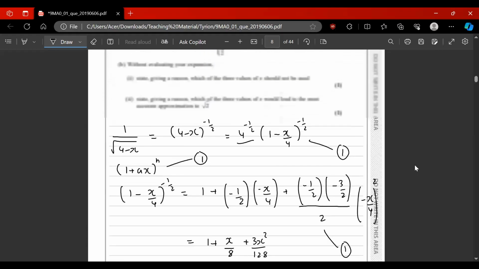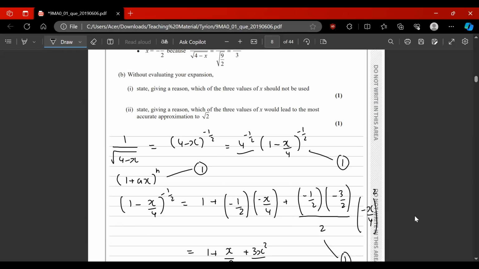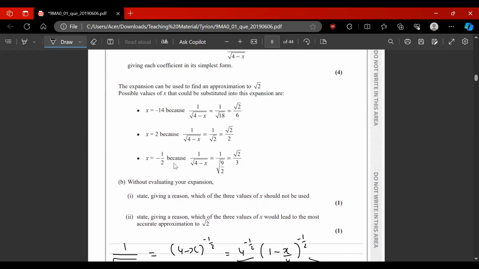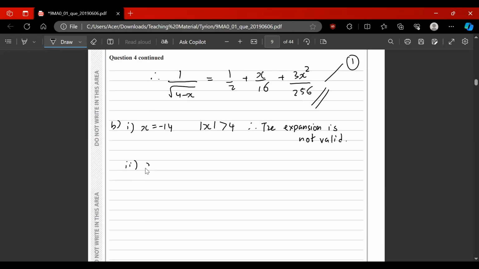And then for part 2, state giving a reason which of the three values of x would lead to the most accurate approximation of root 2. So for this one, you need to look for the smallest value of x, or the one that's closest to 0. And in that case, that would be x equal minus half. So part 2 here, x equal minus half. And you can state that because it is closest to 0. So for each of them, you get 1 mark.